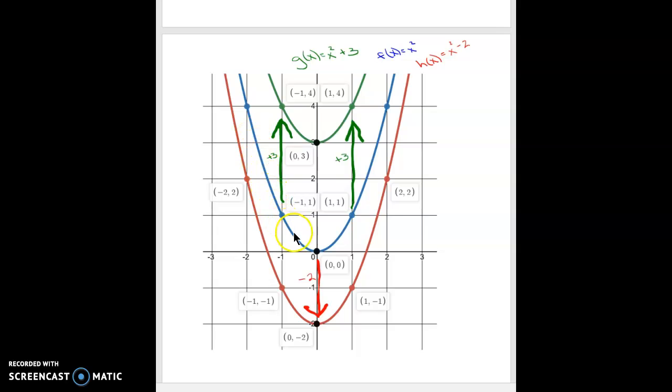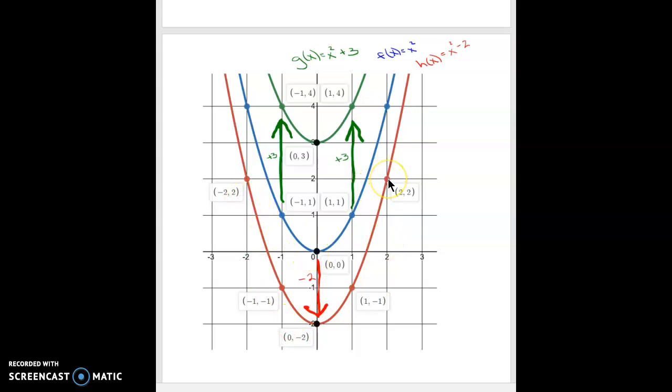Basically, it's just pointing out that the difference between the blue parabola and the green parabola is it's just moved up 3 units. That's all it is. Then for the h of x one, which is x squared minus 2, I put an arrow going down 2 units. So you can see some of the points as we go along here.